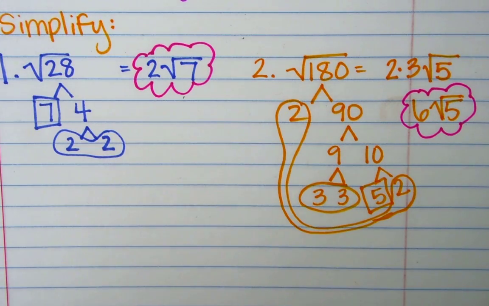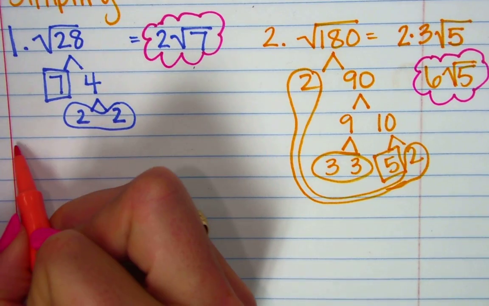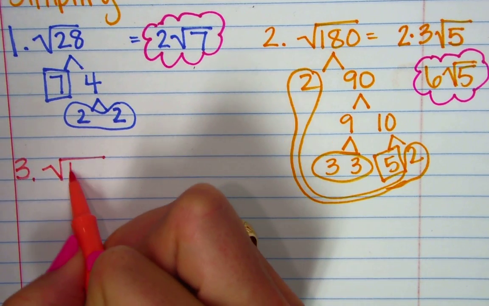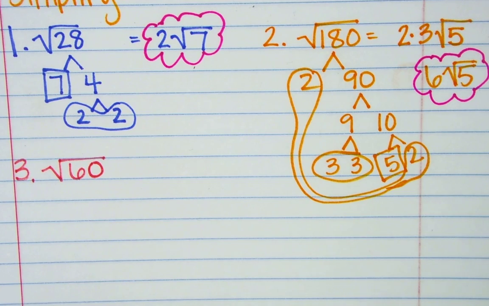Okay, I want you guys to do one on your own. I've shown you 2. You think you're going to do one on your own? Yeah. All right, I think so too. I have faith in you. Okay, number 3 is going to be the square root of 60. Okay, the square root of 60.